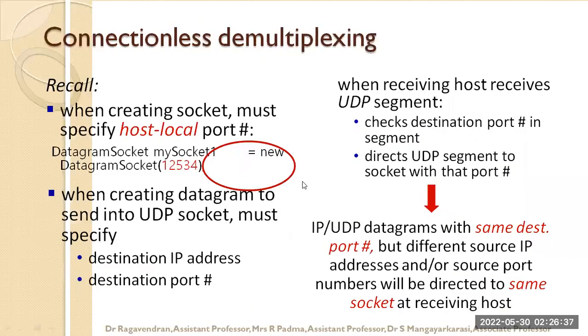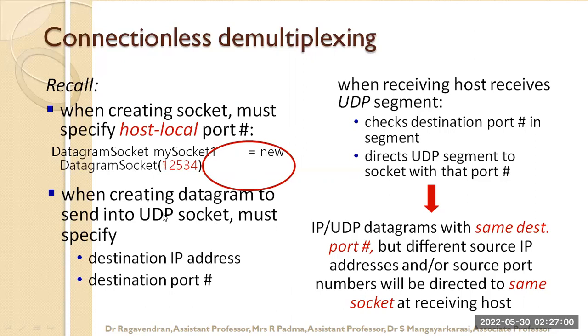For connectionless demultiplexing, you have to write the code to create a connection, then send the information, and after sending the information you have to reopen the connection. To create a connection you have to create a datagram socket, and with the help of that object you can send the information.